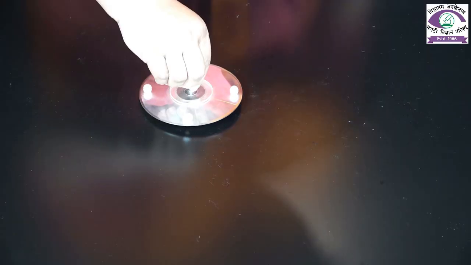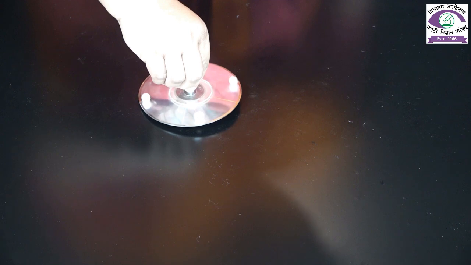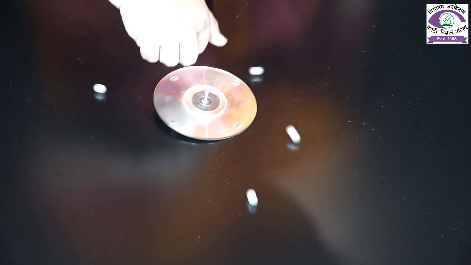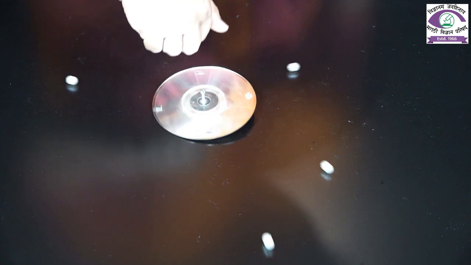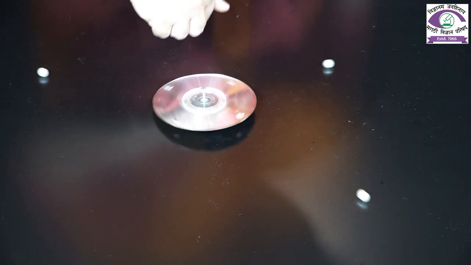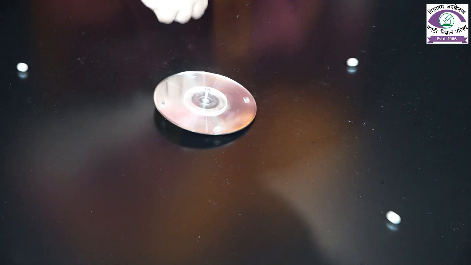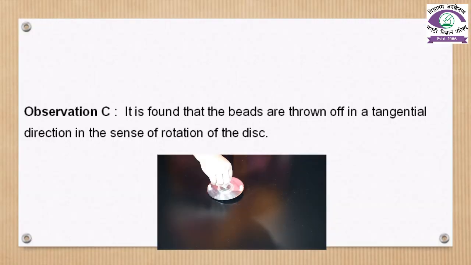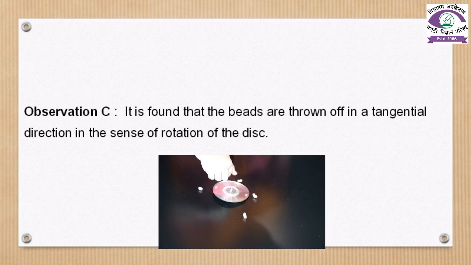Give a spin to the disc and observe the beads. At a certain stage of rotation, you will find that the beads are being thrown out of the disc. Observe the direction of motion of the beads being thrown out of the disc. Observation C. It is found that the beads are thrown off in a tangential direction in the sense of rotation of the disc.